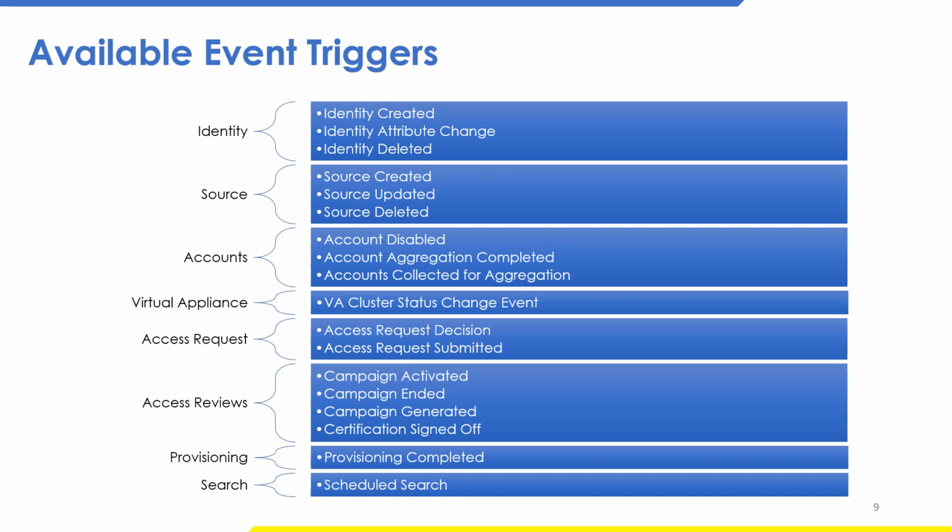Under source, we have source created, source updated, and source deleted. In the same way, under accounts, we have account disabled, account aggregation completed, and account collected for aggregation. For the virtual appliance, there is only one trigger, which is named VA cluster status change event. In Access Review, there are four event triggers: campaign activated, campaign ended, campaign generated, and campaign signed off. For provisioning and search, we have only one event trigger type each: provisioning completed and scheduled search.